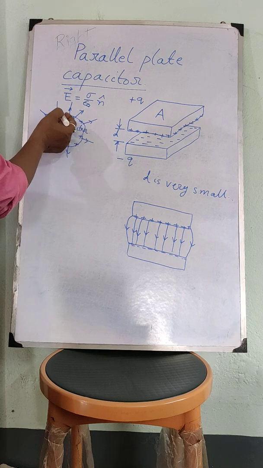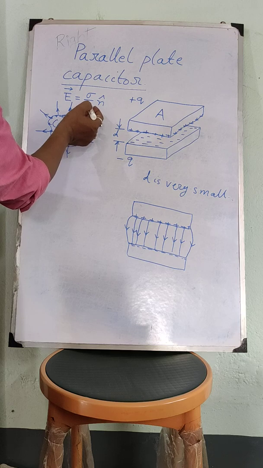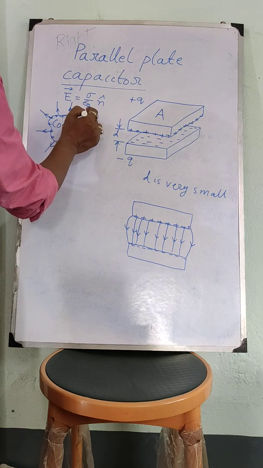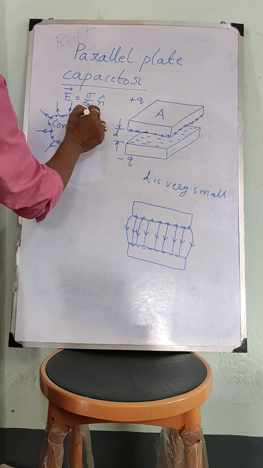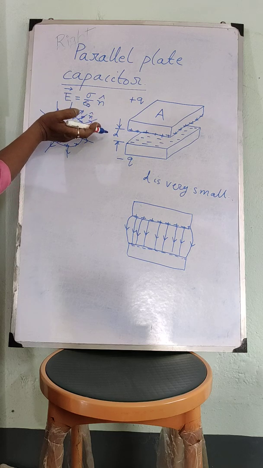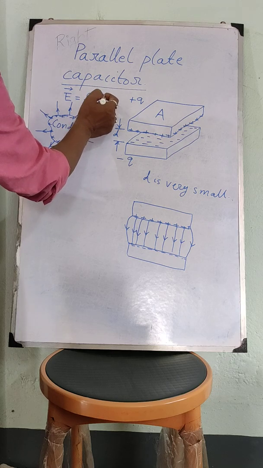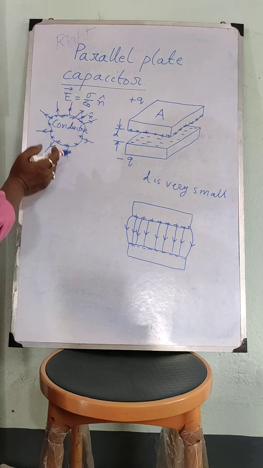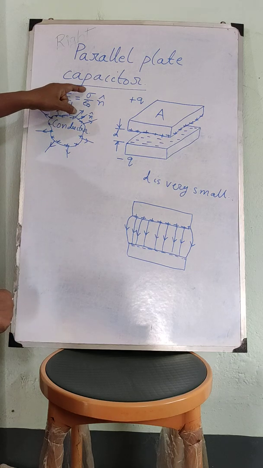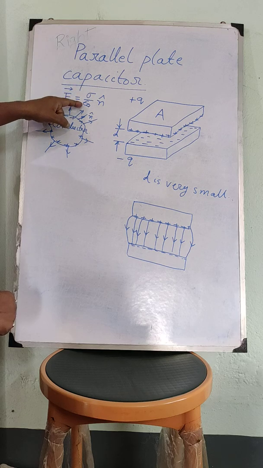Sigma is the surface charge density on the conductor, epsilon 0 is the permittivity of free space, and n cap is a unit normal vector to the surface. So n cap will vary from point to point because the direction will change. n cap is a unit vector perpendicular to the surface of the conductor. So just outside a conductor, the electric field is sigma by epsilon 0 into n cap.